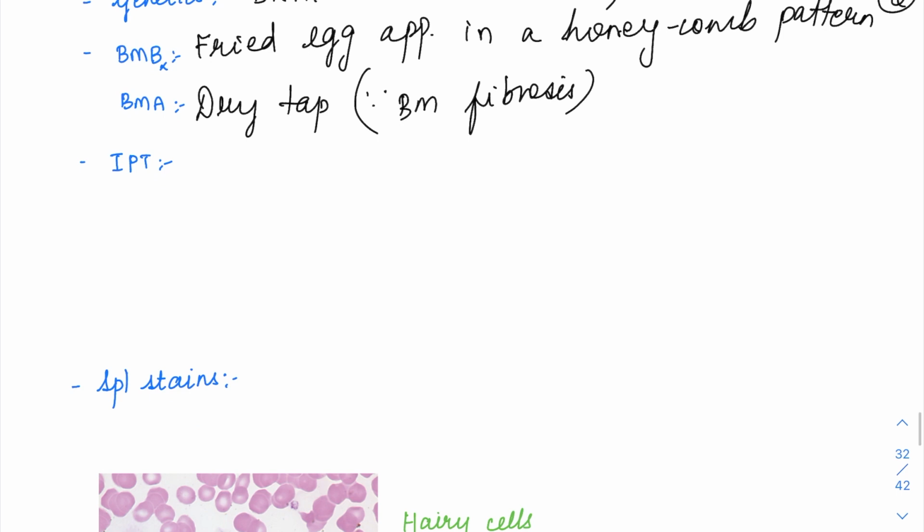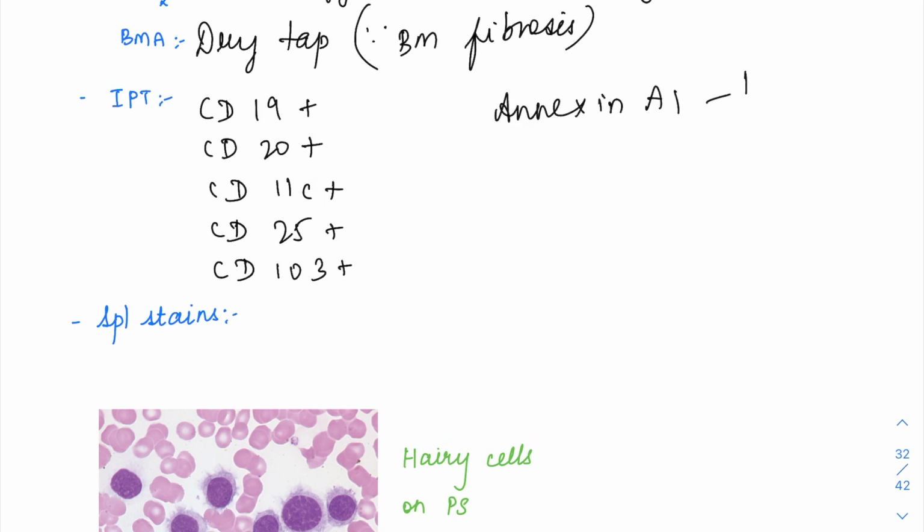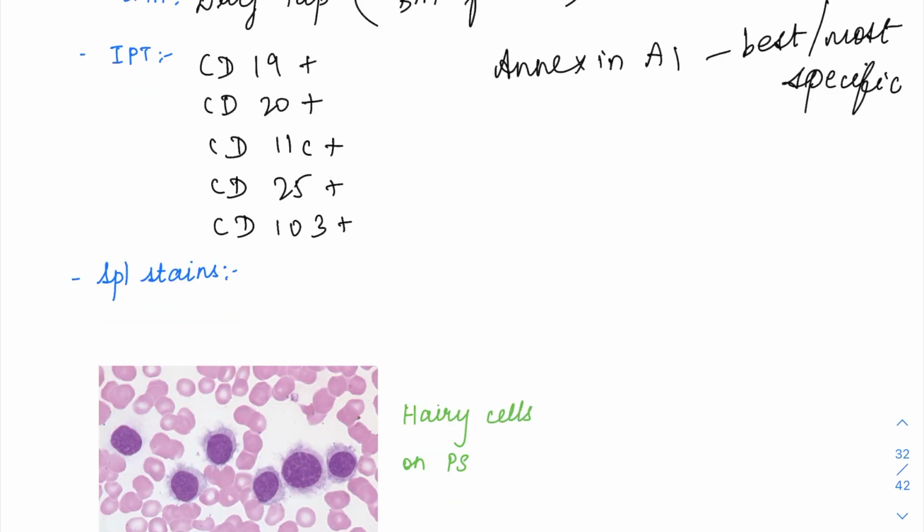So coming to the immunophenotype, nothing specific here. So immunophenotype is going to be CD19 positive, CD20 positive initially. So these are B cell markers. Apart from that, CD11c is going to be positive, CD25 is going to be positive, and CD103 is going to be positive. Annexin A1 positive. Annexin A1 is in fact the best and the most specific marker also. Okay, so this is quite important here. So CD19 and 20 positive because it's a B cell lymphoma. Apart from that, CD11c positive, CD25, CD103 and annexin A1 positive, which is the best and the specific marker. Okay, so you'll have to remember this.